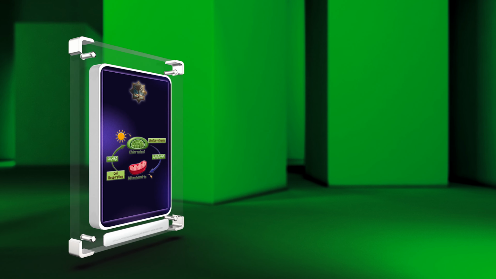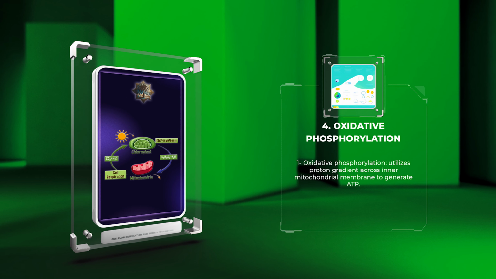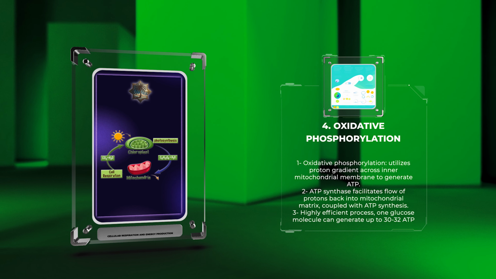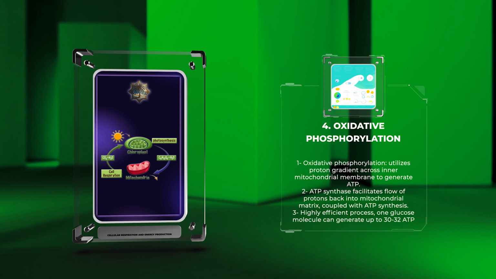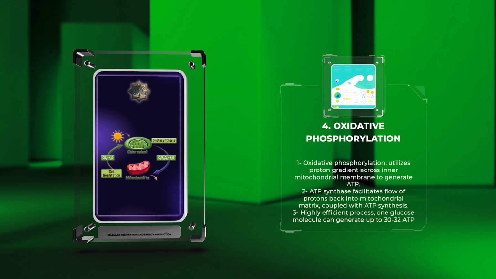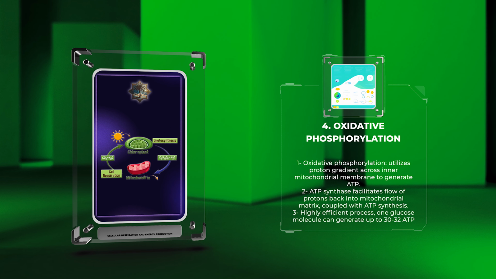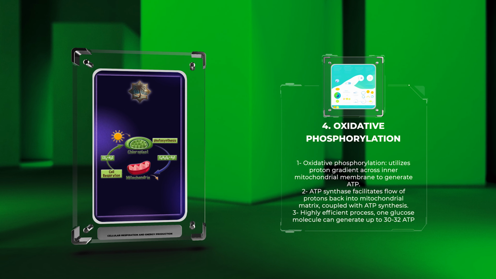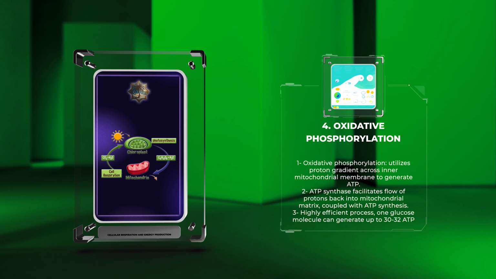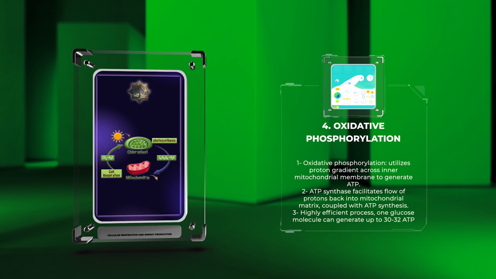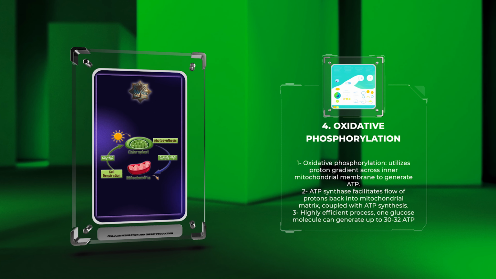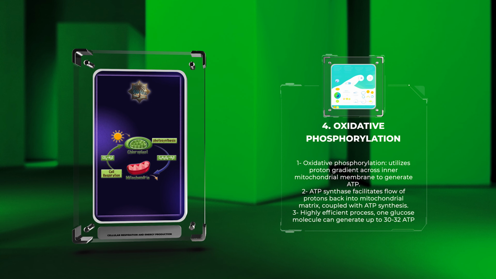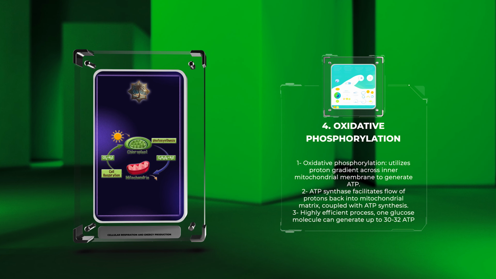Oxidative phosphorylation is a process that utilizes the proton gradient across the inner mitochondrial membrane to generate ATP. In this step, ATP synthase, a complex enzyme, facilitates the flow of protons back into the mitochondrial matrix, coupled with the synthesis of ATP. This process is highly efficient, as one molecule of glucose can generate up to 30 to 32 ATP molecules through oxidative phosphorylation. The energy stored in the form of ATP is readily available to perform various cellular functions.